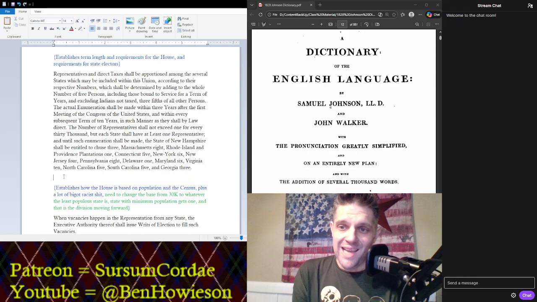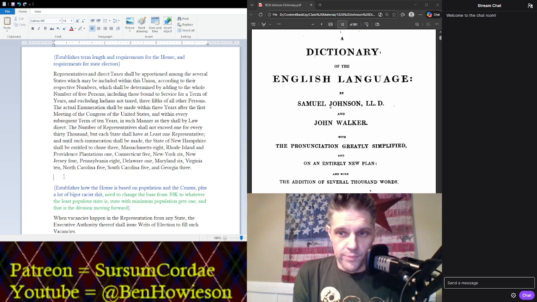Representatives and direct taxes shall be apportioned among the several states which may be included within this union according to their respective numbers, which shall be determined by adding to the whole number of free persons, including those bound to service for a term of years, and excluding Indians, not taxed, 3/5 of all other persons. The actual enumeration shall be made within 3 years after the first meeting of the Congress of the United States, and within every subsequent term of 10 years, in such manner as they shall by law direct. End of sentence. So, you can see how there's a lot of problems there.